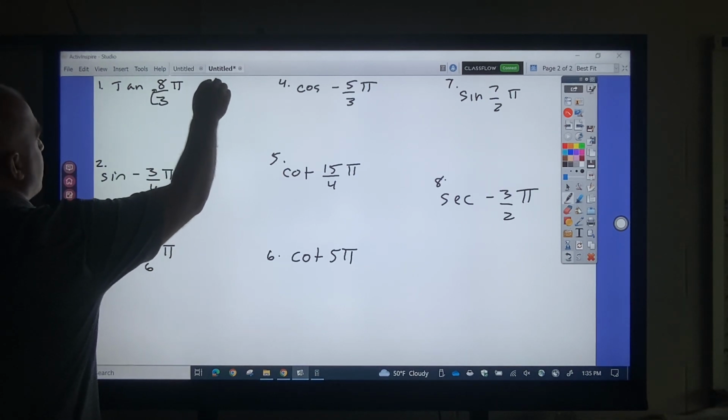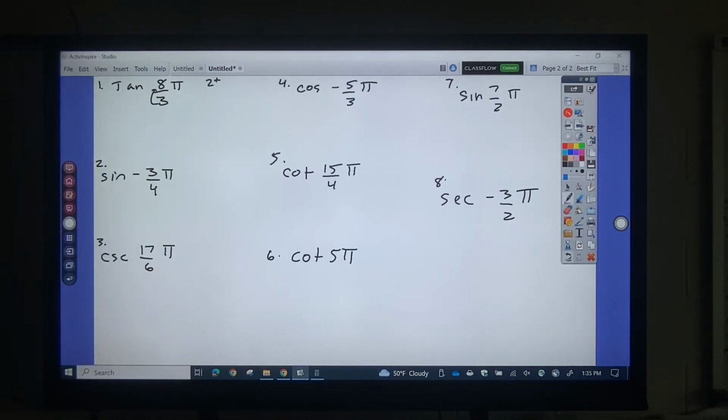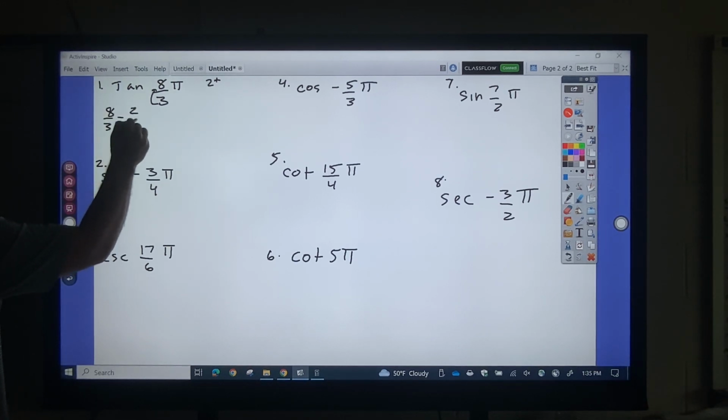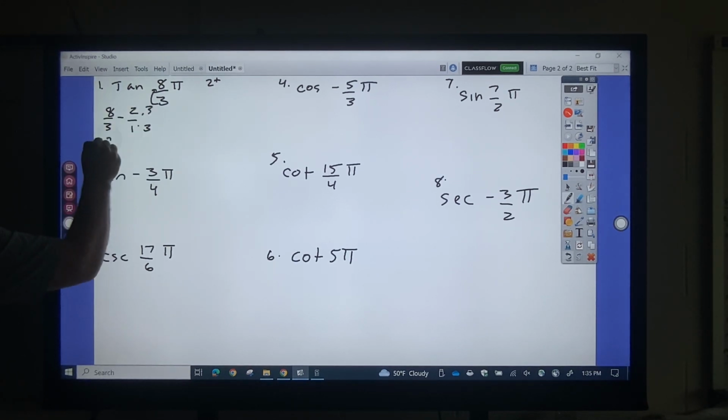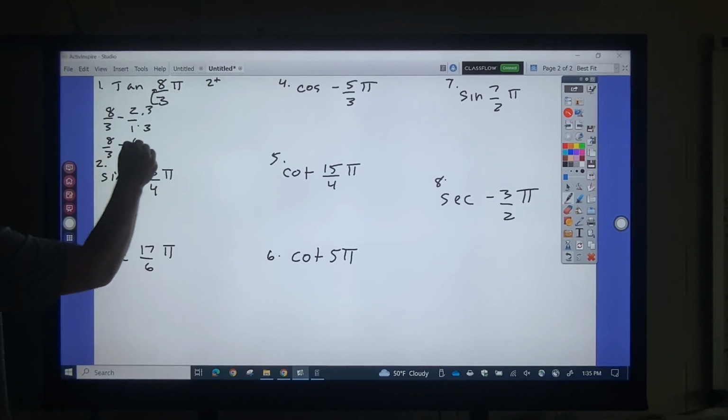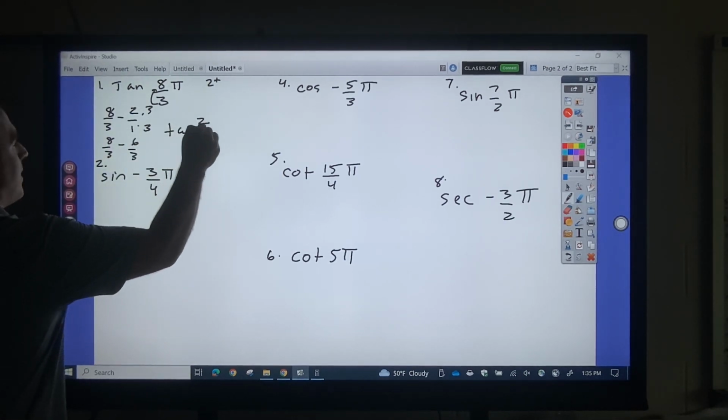If it's 2 plus, you're going to have to subtract 2 pi. So I got 8/3 minus 2, so I want a common denominator. So that's 8/3 minus 6/3. So I got tangent of 2/3 pi.